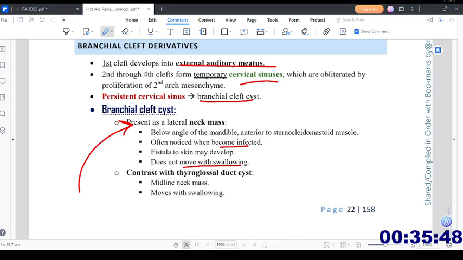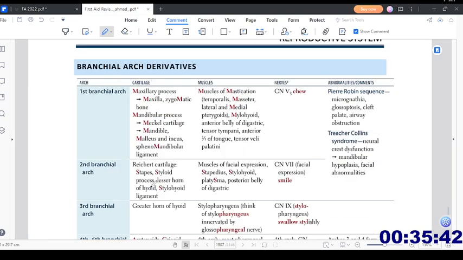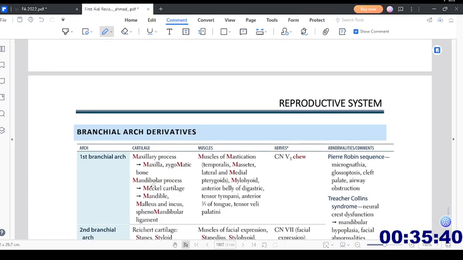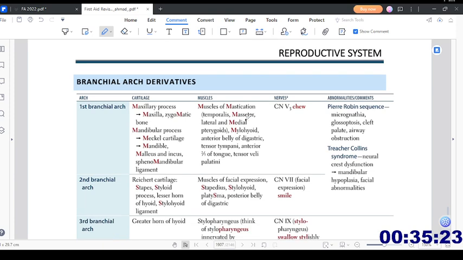So now we were talking about the branchial cleft cysts, and here we have branchial arch derivatives. So we already have talked about the clefts. The first cleft develops into the external auditory meatus. The second through fourth clefts form the temporary cervical sinuses, which are obliterated by the proliferation of second arch mesenchyme, and a persistent cervical sinus will lead to the branchial cleft cyst. Okay, then let's move on to the arch derivatives.